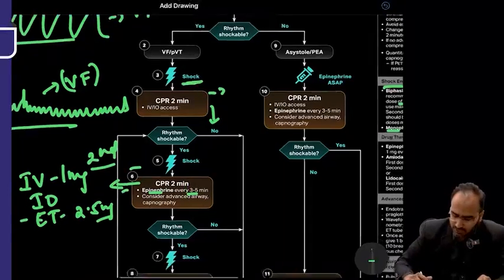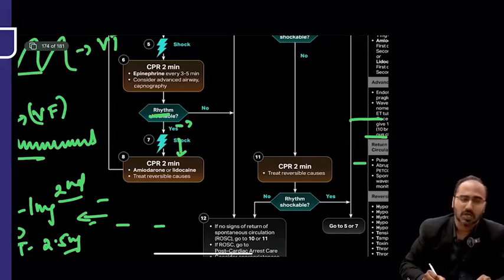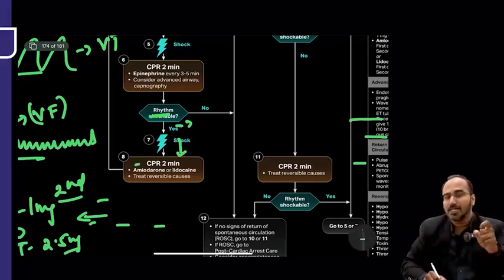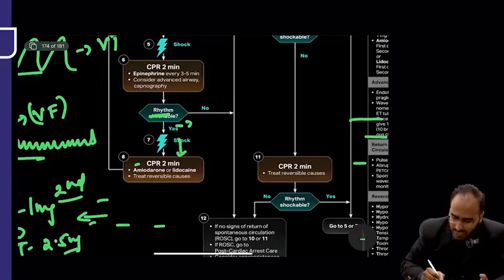Here also the rhythm is showing what, guys? Shockable. In this scenario, if it is again showing a shockable rhythm, then again you have to deliver the shock. Shockable rhythm means VT and VF, deliver the shock. But now after delivering the shock, instead of adrenaline, what can we give, guys? You can go for amiodarone.